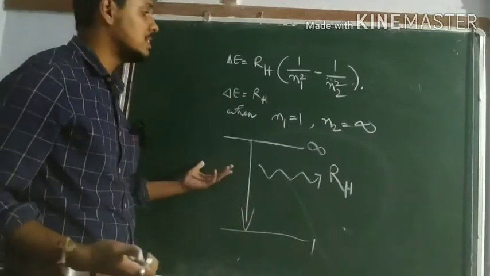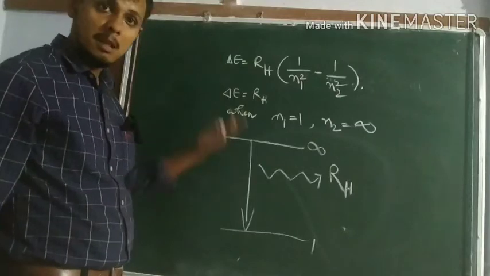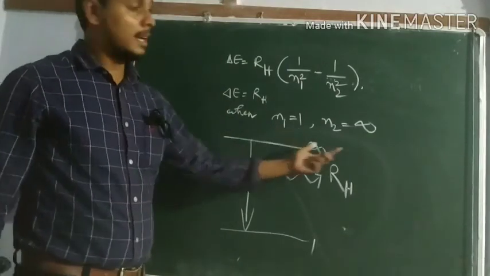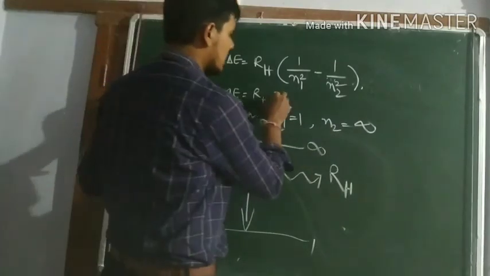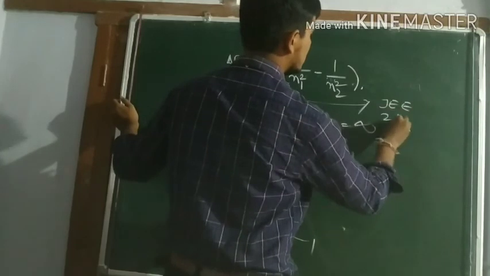So this is the physical significance of the Rydberg constant, which is important. Delta E equals the Rydberg constant when n1 equals 1 and n2 equals infinity. So delta E equals RH. This question was asked in JEE Main 2015.